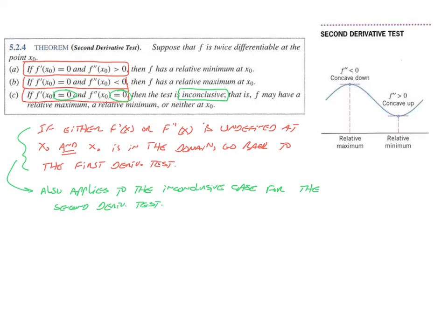So if you get an undefined first or second derivative, and the point you're looking at is in the domain, of course, then you can go back to the first derivative test. It'll handle that. If you get an inconclusive result from the second derivative test, go back to the first derivative test because it'll handle that.